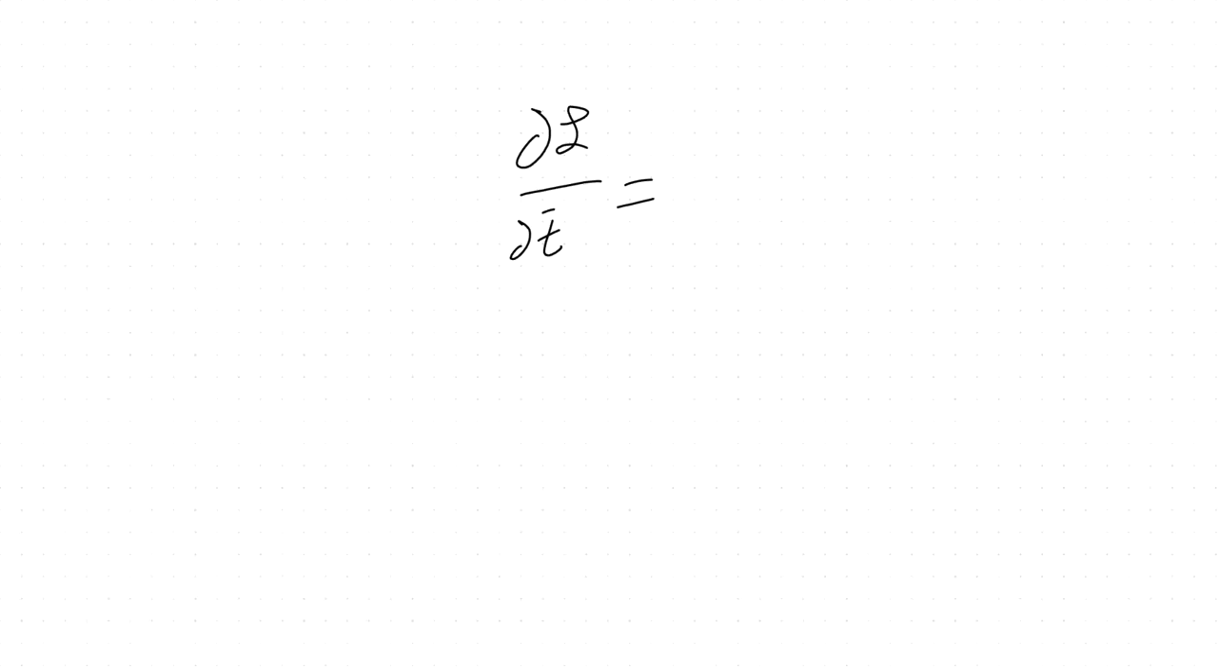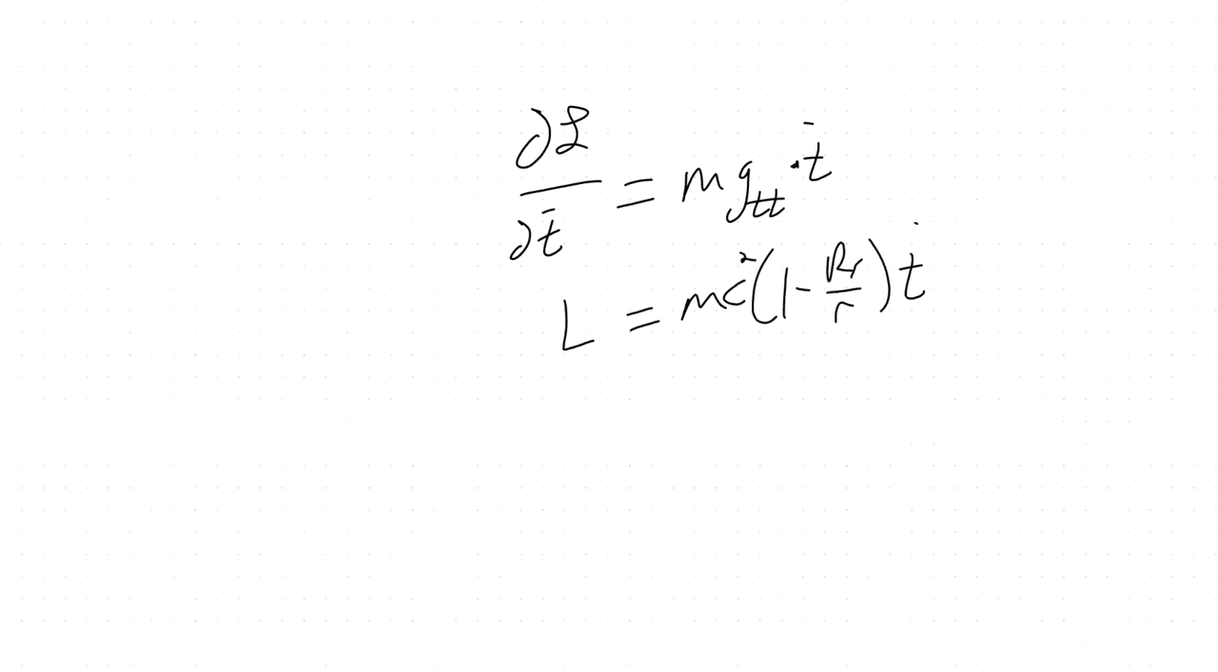M times g_tt times t dot, right? Which is m times 1 minus r_s over r times t dot times c squared. We define that as E. So we put the M over here, and so we get E over M c squared equals 1 minus r_s over r times t dot.